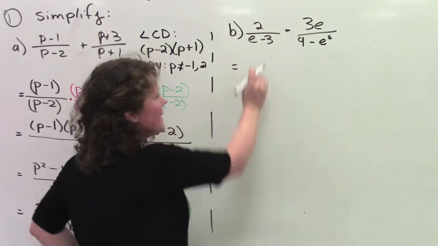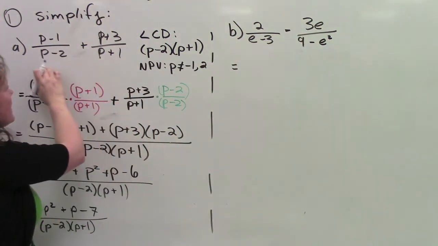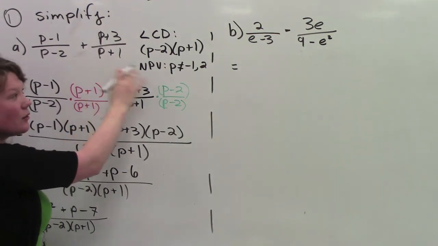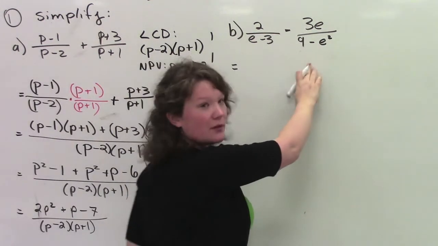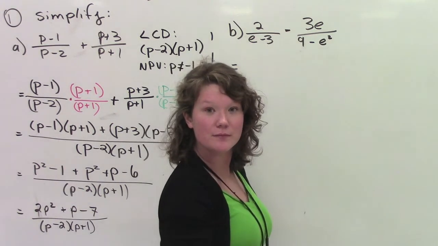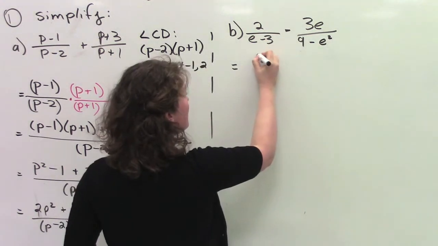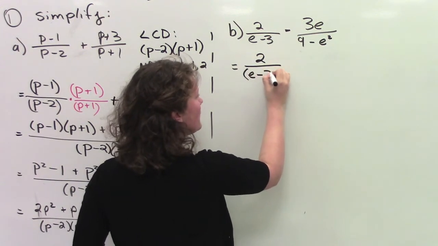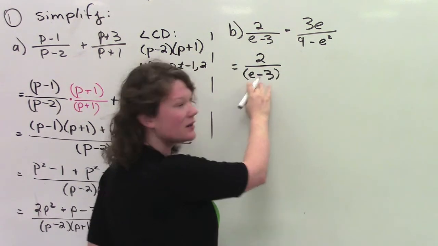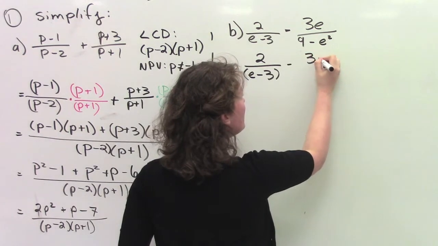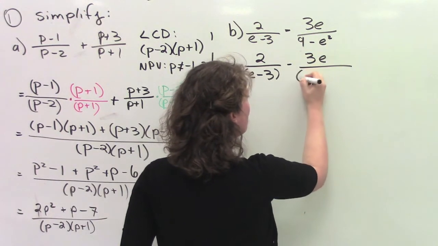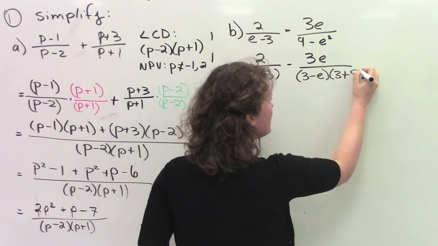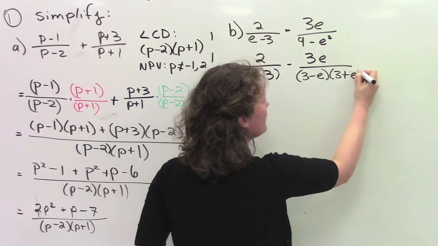What makes this different from this question here is that this is factored already, whereas this one, we need to do a little bit of fancy footwork to get it in its most simple form. So let's do that fancy footwork. This one's nice. 2 over, and I'm just going to stick it in brackets right away, so that we think of this as one factor. Minus 3e over 3 minus e, 3 plus e.